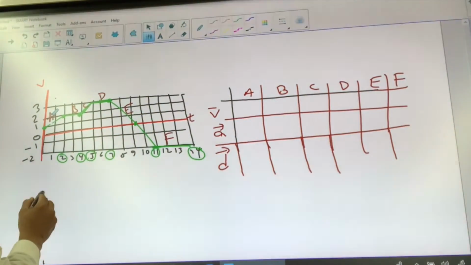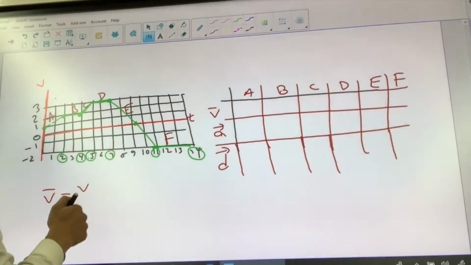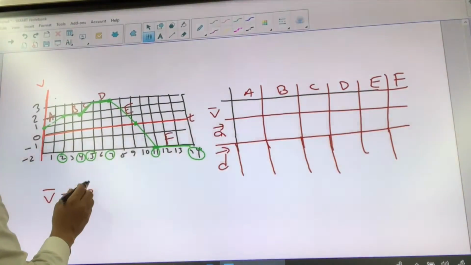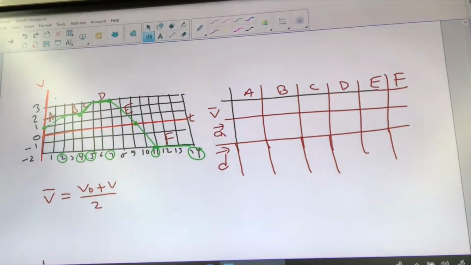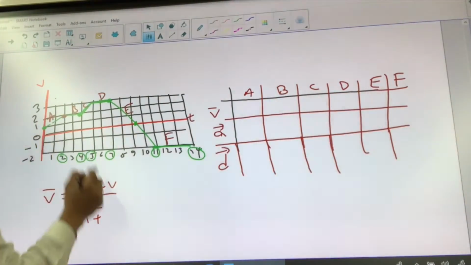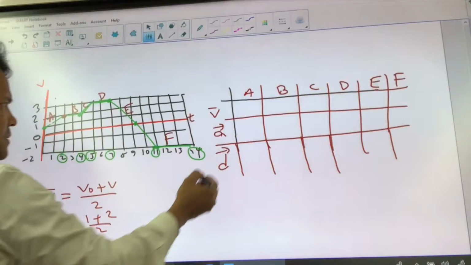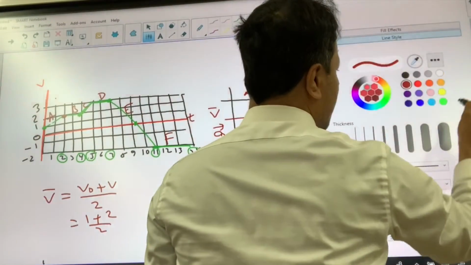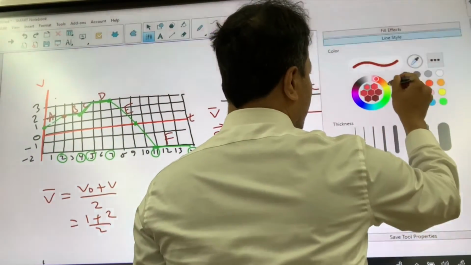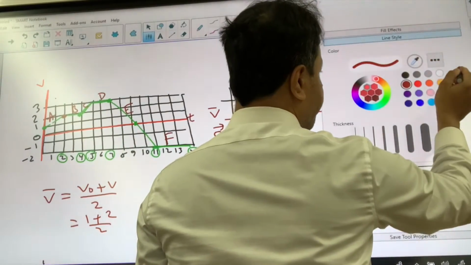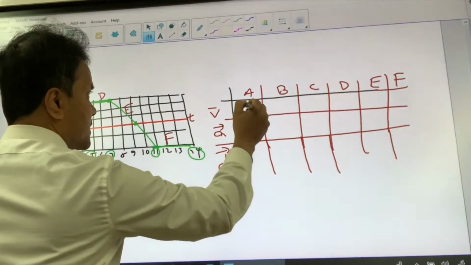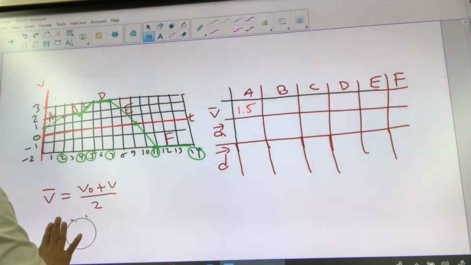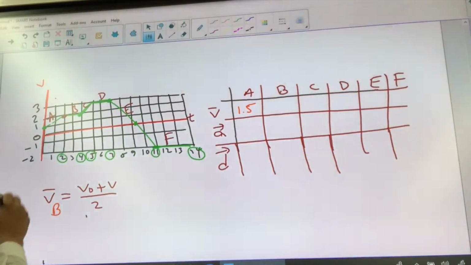Average velocity. What do we know about the average velocity formula? I proved this equation in class: V initial plus V final over 2. So V initial is 1, V final is 2, over 2, so 1.5.